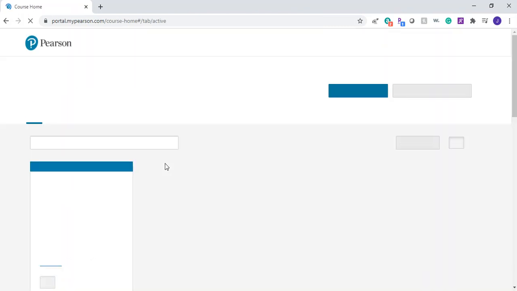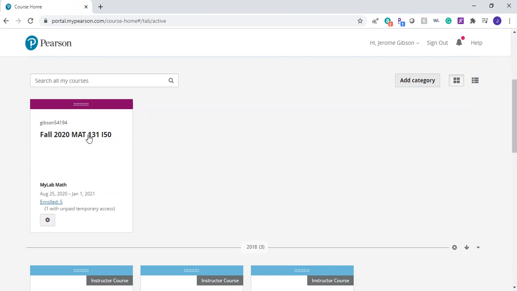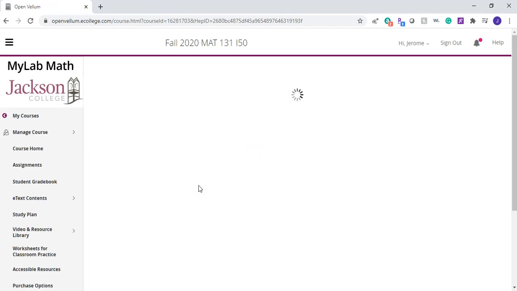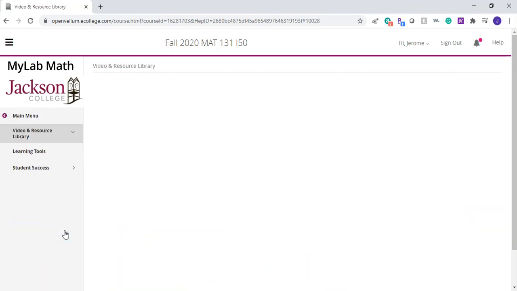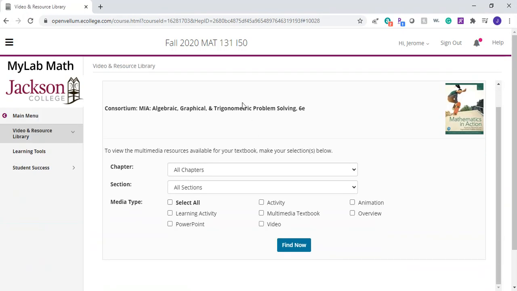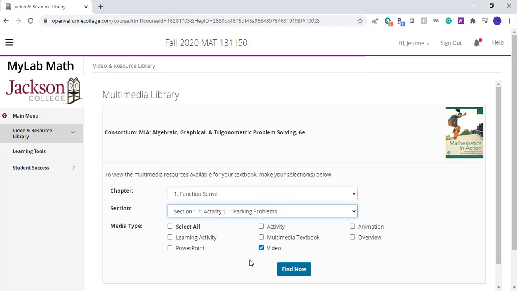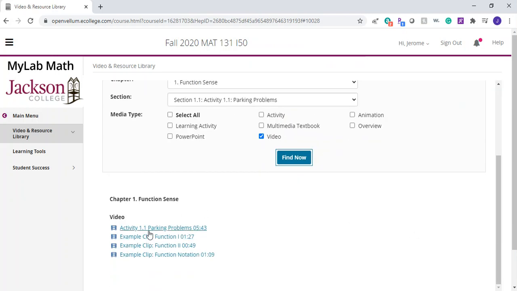All right. On My Math Lab, you will go to your course. And once you are inside of your course, you will go down to the video and resource library. Now, once you go to video and resource library, you would need to click on the video tab and pick your chapter. Let's say it's chapter 1, section 1.1. You will click find now. And when you scroll down here to the videos, you always pick the first one. If you notice, the first one covers everything, including these extra clips.